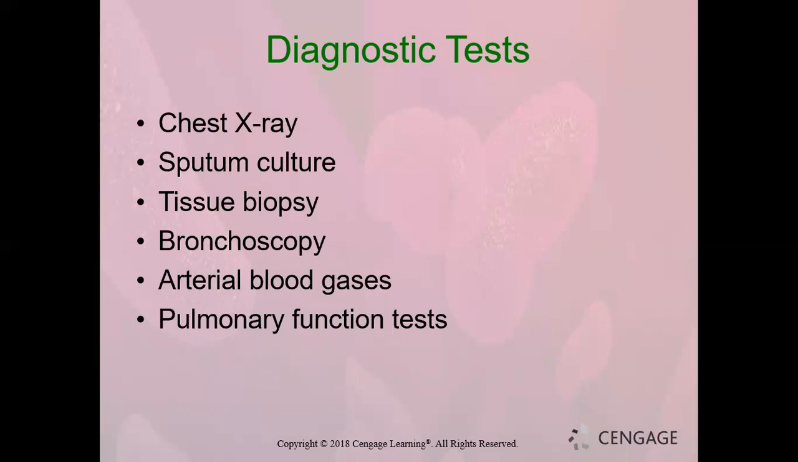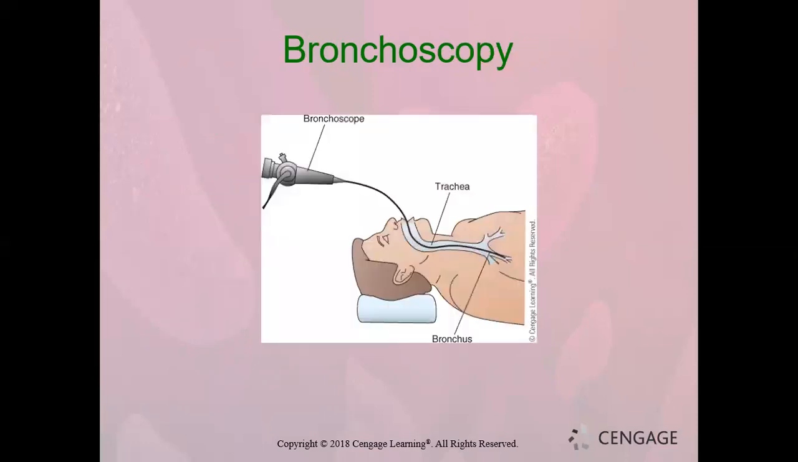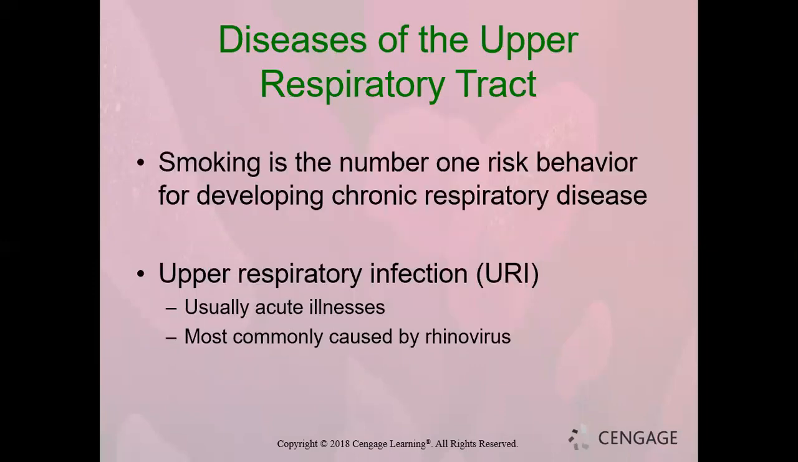They'll do a tissue biopsy, bronchoscopy, arterial blood gases. Those are somewhat painful to get. Pulmonary function tests. This is a bronchoscopy. This is just showing you how that goes down into the lungs and helps them to look at that.